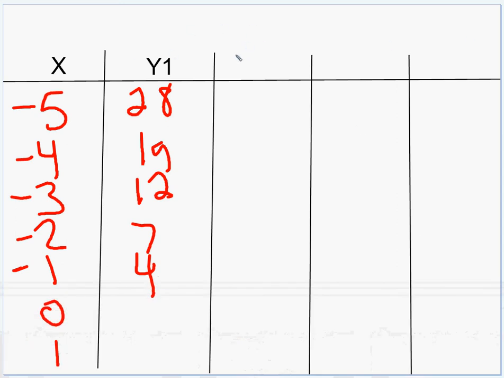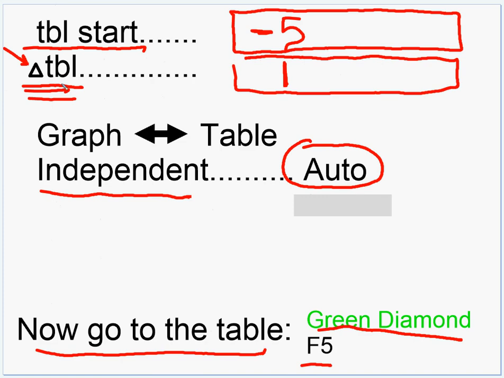If we went back to the Y editor and put in functions for Y2 and Y3 and Y4, we can have as many columns as we want for different function outputs. So here, again, we put in the X value and the Y value pops out of our function. But the calculator did all the work for us.